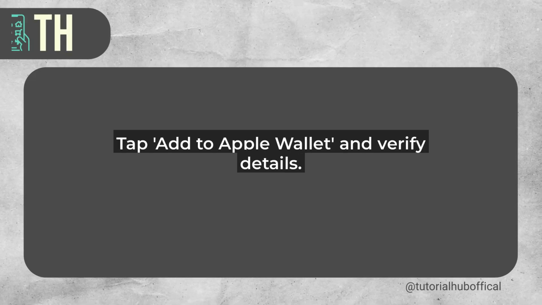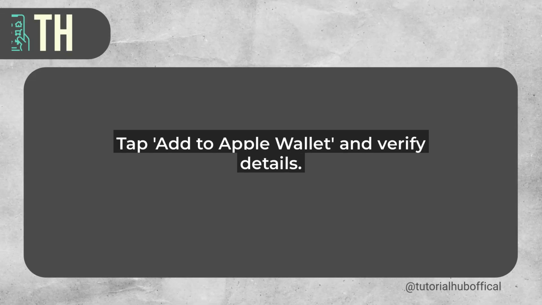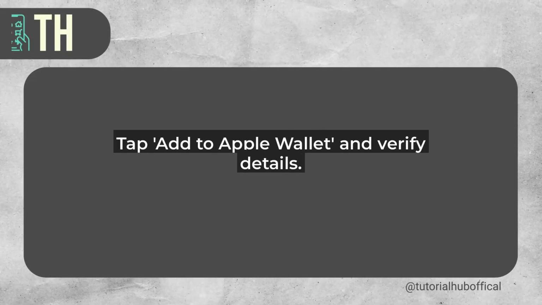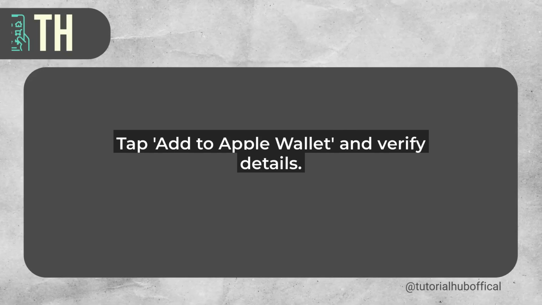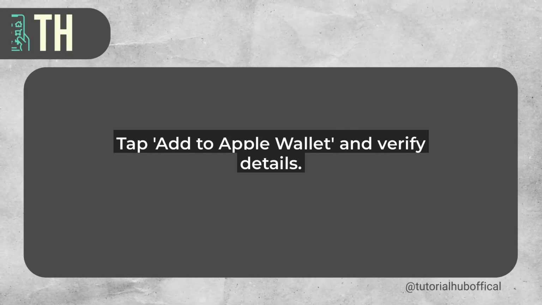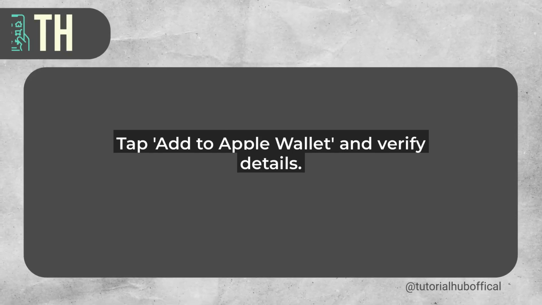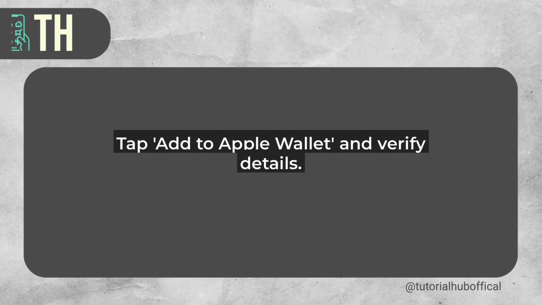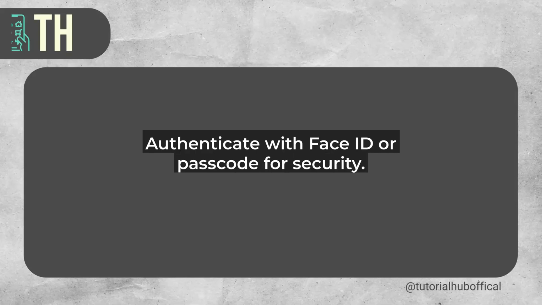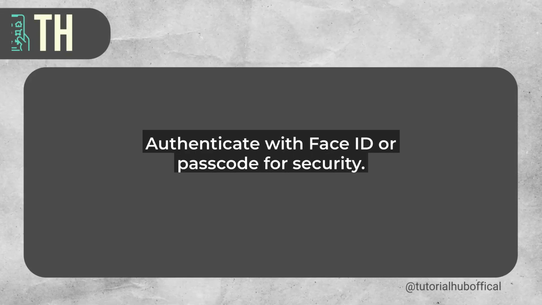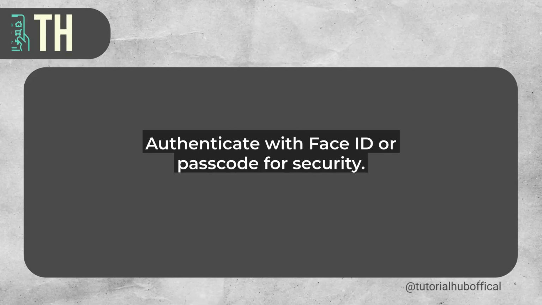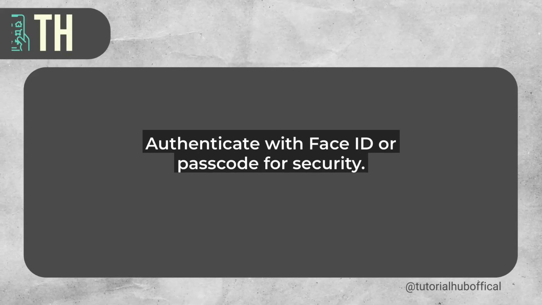Step 2. Tap on the Add to Apple Wallet button. You'll see a preview of your ticket. Double-check the details like the event date, seat number, and any QR codes to make sure everything's correct. If prompted, authenticate with Face ID, Touch ID, or your passcode for security. Step 3. Once verified, hit Add and watch as your ticket magically appears in your Apple Wallet app.